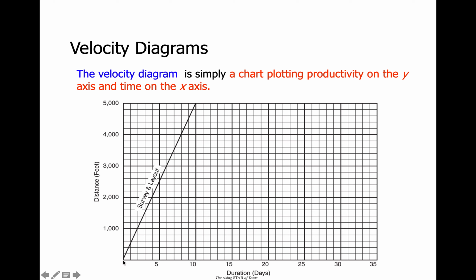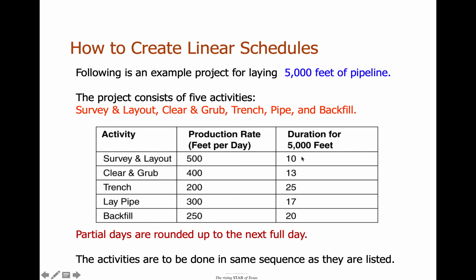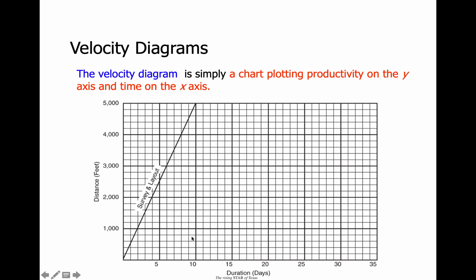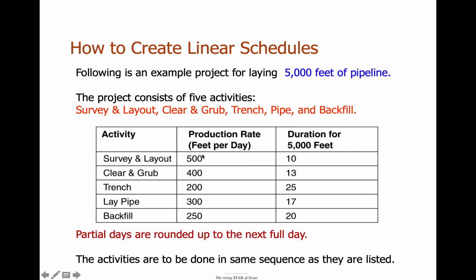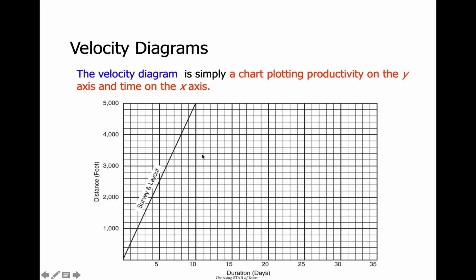Now we just plot the first activity starting at the end of day 0, which is here, and we know it takes 10 days to complete based off of our math 2 slides previous. So if it takes 10 days, it starts on day 0, then it is just a straight line connecting 0 to 10. And the slope of the line refers to the production rate, here 500 feet per day. So that's all we basically do for this entire type of schedule, is add lines to this graph.